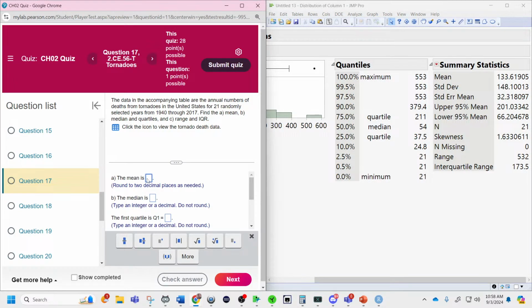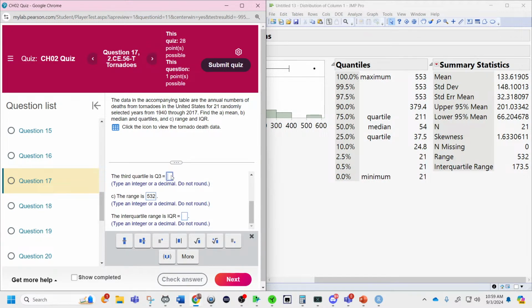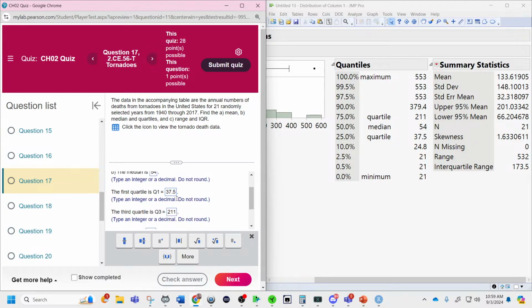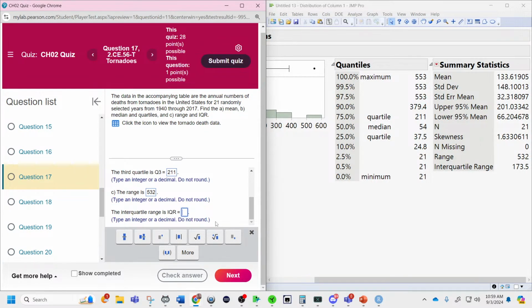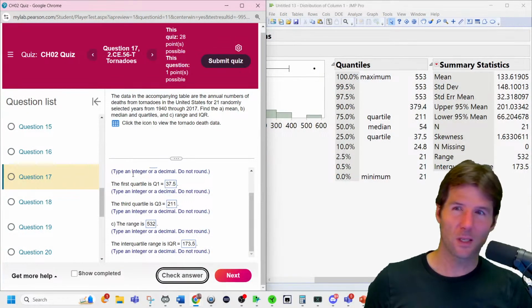So the mean is 133.62. The median is 54. The Q1 is 37.5. You gotta hope JMP didn't get that one wrong. The range is the max minus the min, which we could do ourselves, or we could just find out from JMP. It's 532. That's the range. The Q3 is the 75th percentile, which is 211. The IQR is Q3 minus Q1, which is going to be 173.5. And have they corrected these? We got it right. Lately, JMP's been getting them right. Please let us know if you get it wrong.